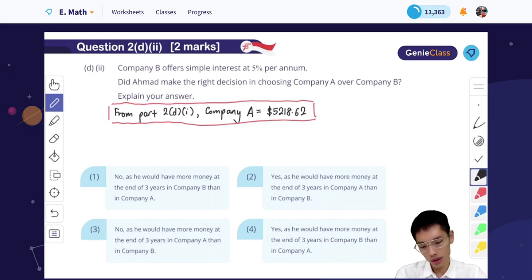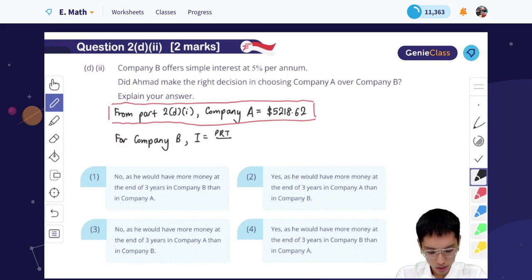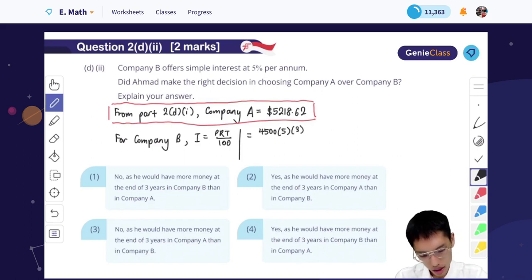Of course, to start off, we need to find for company B. In this case, we have to find the interest I. We know the formula PRT over 100. What is this equal to? Let me just write it separately. My principal, over here, we know is 4500. Sorry for that, I should have written that down. 5, and how many years? 3 years. Over 100.